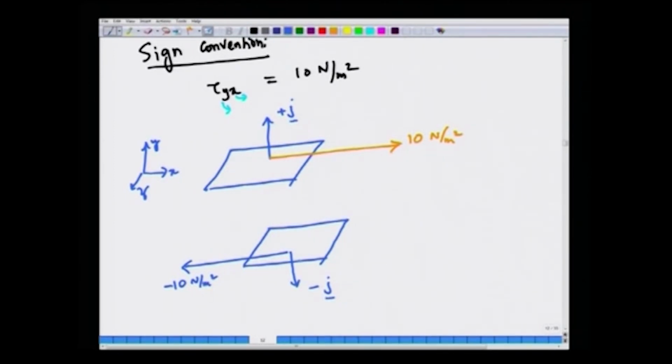Okay. But you can see that this is actually a consequence of Newton's third law, because if you take the same point, the forces acting on this surface are equal and opposite. Therefore, this is essentially a consequence of Newton's third law of motion.